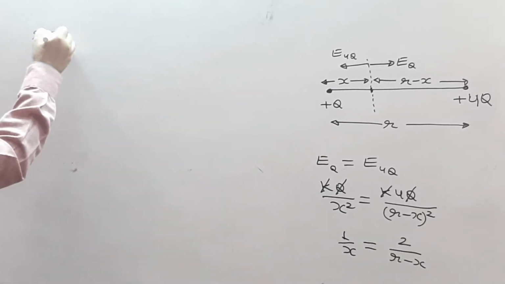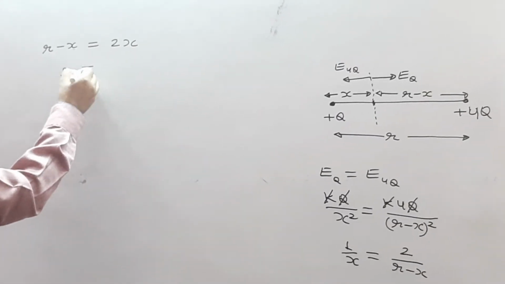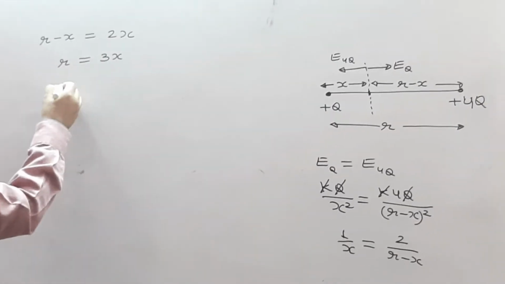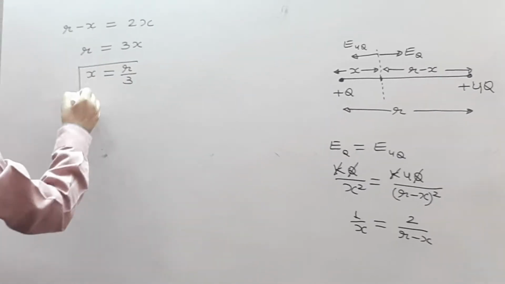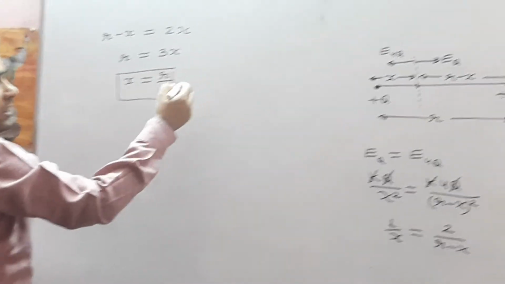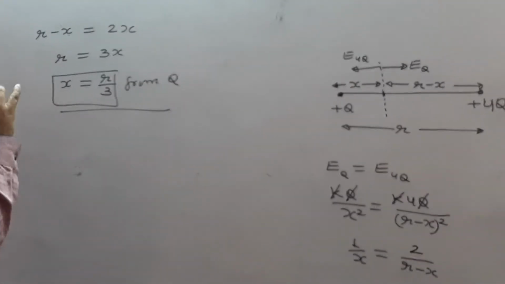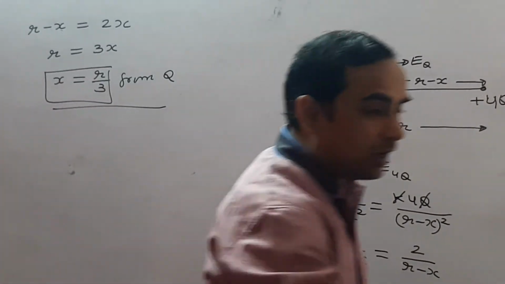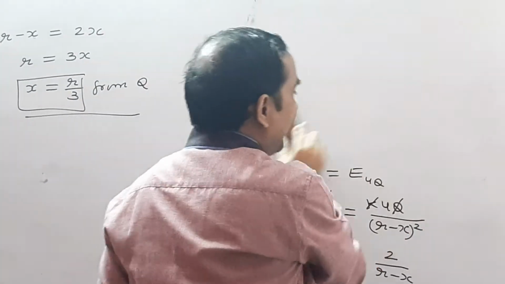So r minus x equals 2x. So r equals 3x. x equals r by 3. This distance x is from plus q, so from q. Right? Now our next topic is electric dipole.